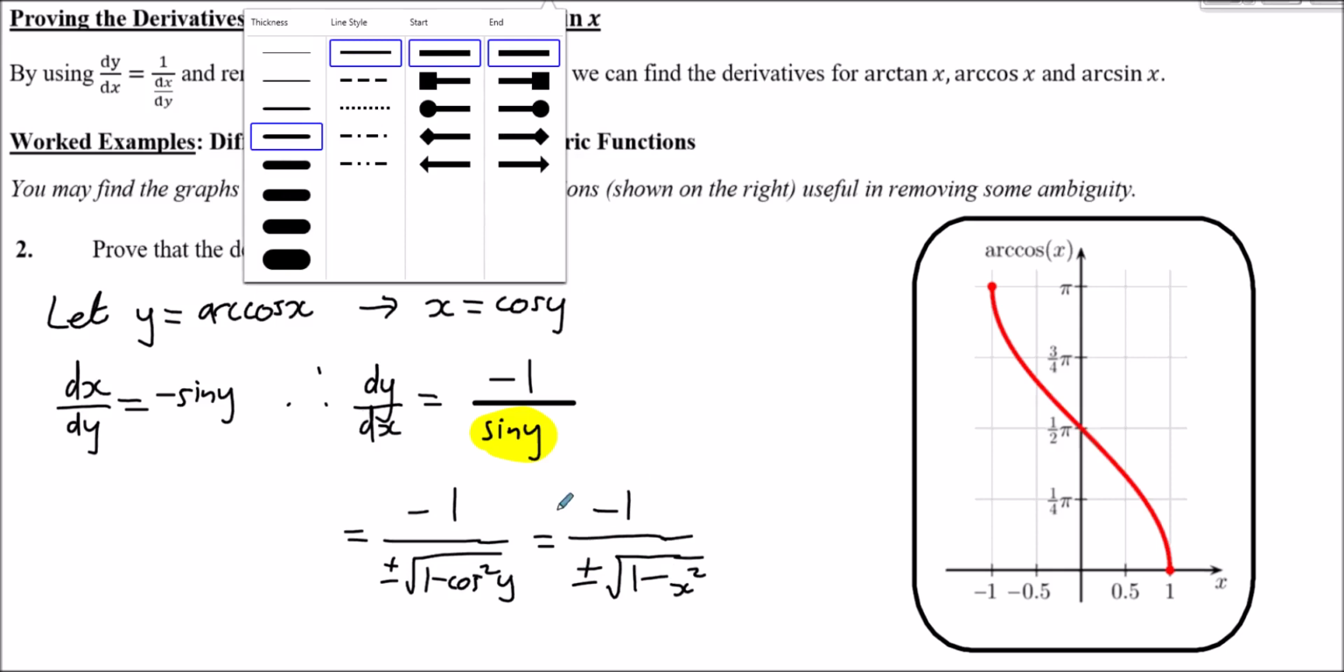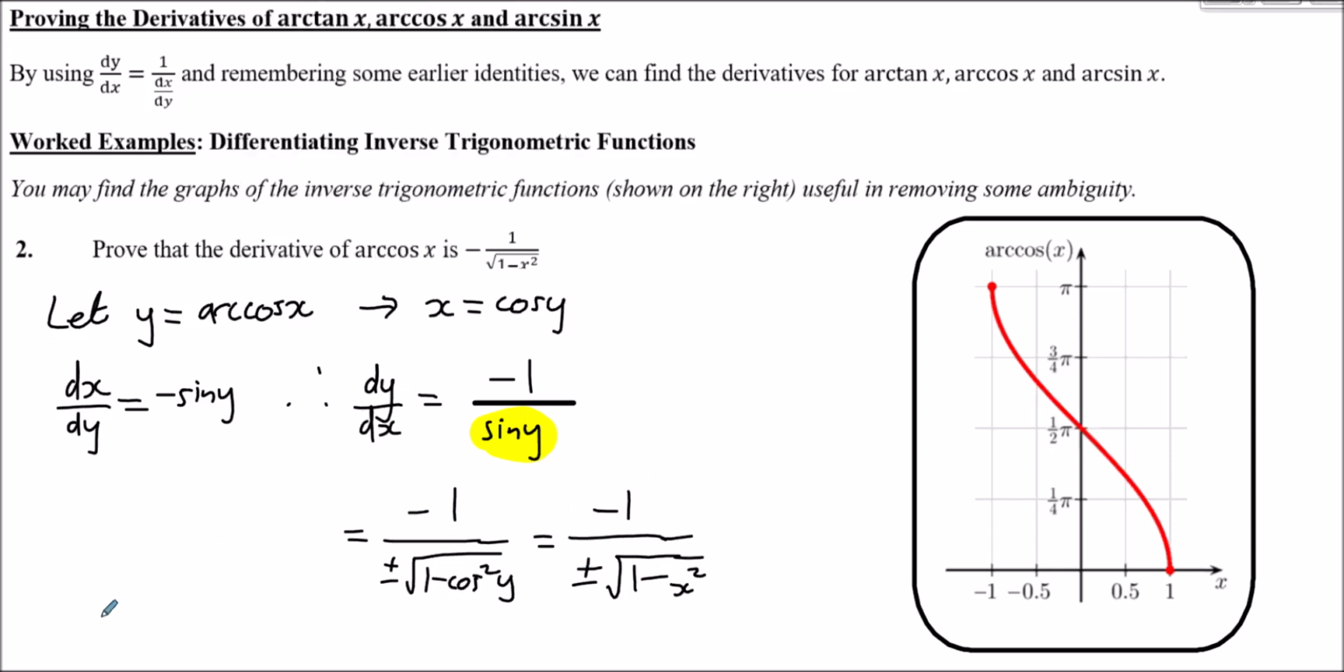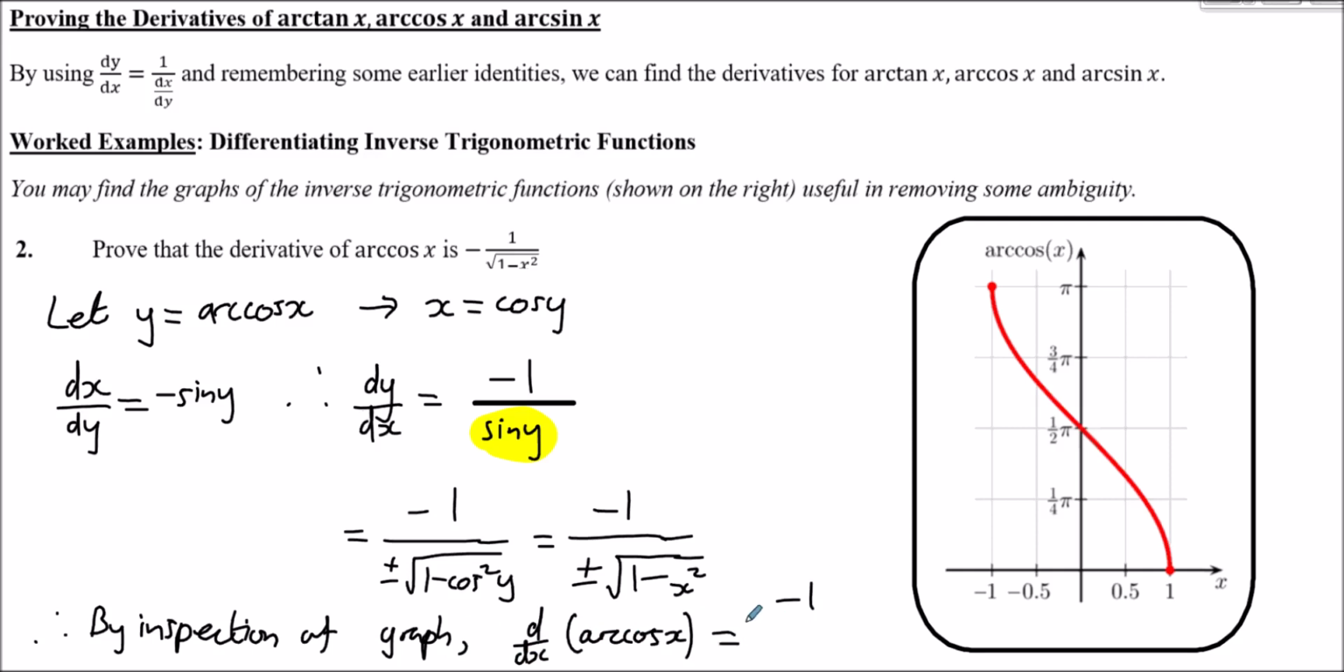So we can therefore conclude by saying, by inspection of the graph, or using previous results, quite clearly d by dx, the derivative, in other words, of arccos x is minus 1 all over the root of 1 minus x squared.